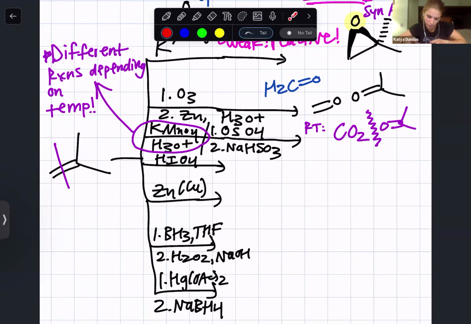HIO4, I don't even know. Let me make sure I didn't miss anything. So this one here, alkenes can be cleaved by hydroxylation followed by reaction of. Oh, so this is reacting with a diol, like 2 alcohols. So the reactant here is not. Let me make sure I have what it's supposed to be.